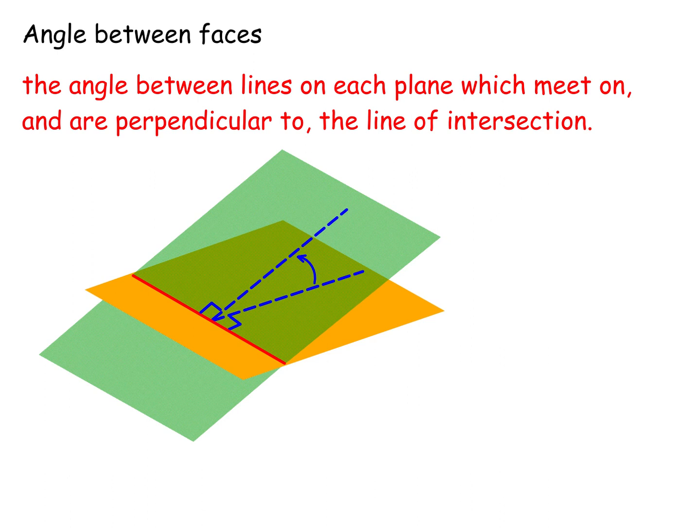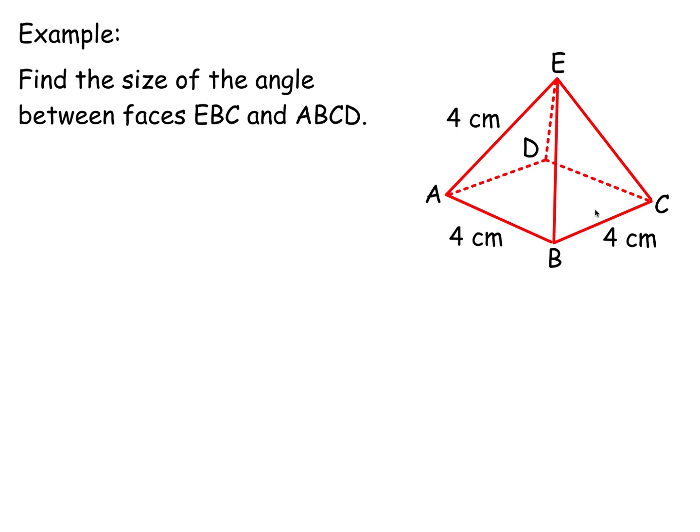Here's an example. Here's a square base pyramid. What's the size of the angle between faces EBC, that's this triangle on the right, that face, and ABCD, which is the base? So what we need is a line on each face, meeting at the line of intersection BC. BC is the intersection between these 2 faces, and they make a right angle with BC. Each of them has to make a right angle.